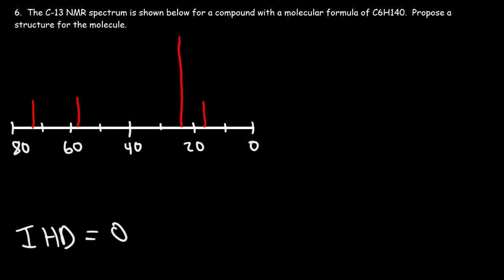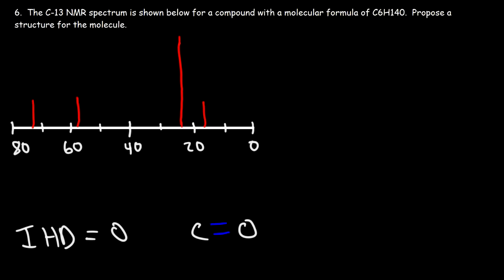So all of the carbon atoms that we're dealing with are sp3 carbon atoms. Now, since the IHD is 0, and as we mentioned before, there's no signal between 150 and 220, we don't have any carbonyl groups. So it can't be an ester or an aldehyde or a carboxylic acid or a ketone or an amide. And there's no nitrogen atoms here.